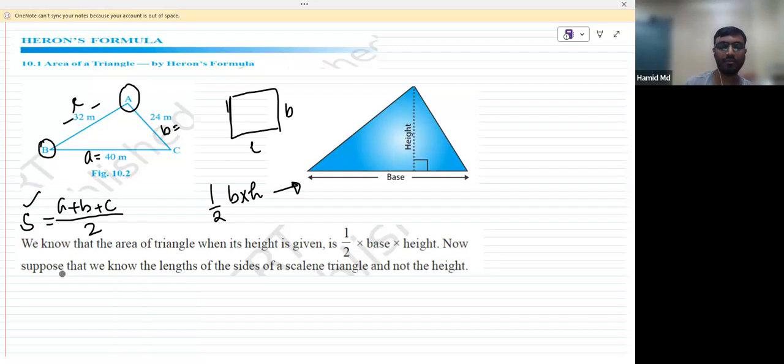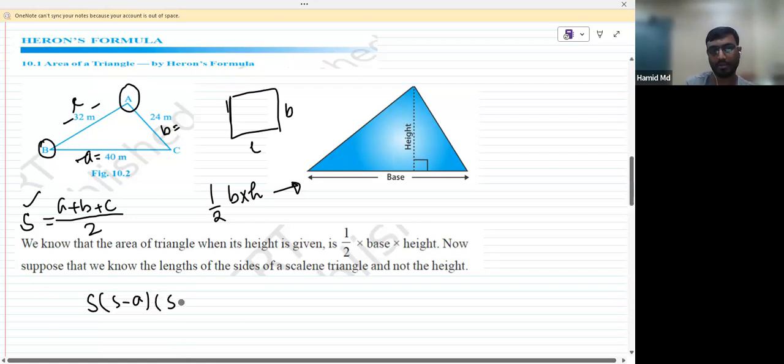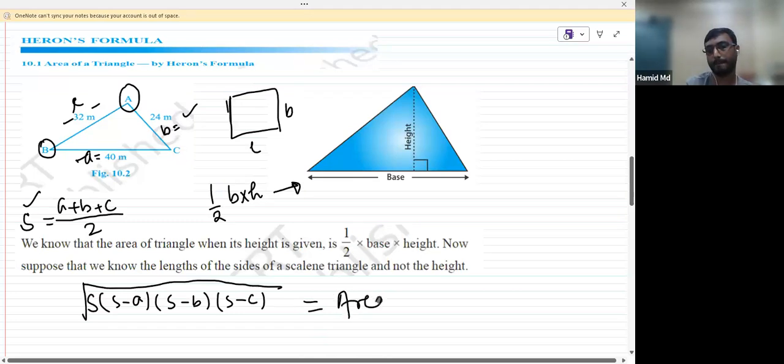Once we get this, we will use the formula S into S minus a. This a corresponds to this 40 unit. Then S minus b. This b will be opposite to this. And then S minus c. This c will be opposite to this angle. And we have to take the square root of all. This will correspond to our Heron formula, area of triangle ABC. This is called Heron's formula.